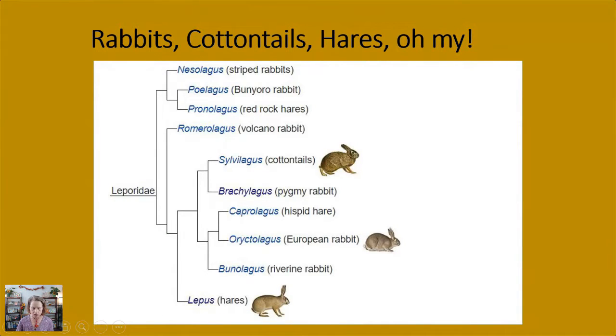The hares and jackrabbits are down here. They're not as closely related to the other rabbits. The main ones you've probably heard about are cottontails. And that's what the Easter bunny is, by the way. He's a cottontail.